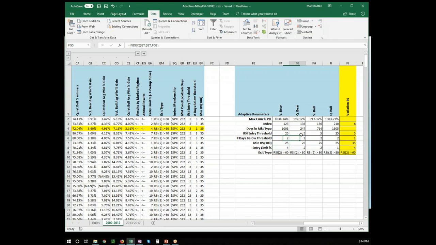And we can see that as we go across, some of the parameters don't change. So it looks like for all of these, 2 days below the threshold was the best number, which of course is not the same as what we would have gotten if we'd chosen variation 46, but it is consistent across all of these. Likewise, the minimum HV value of 25 is consistent across all those. The entry limits definitely differ.